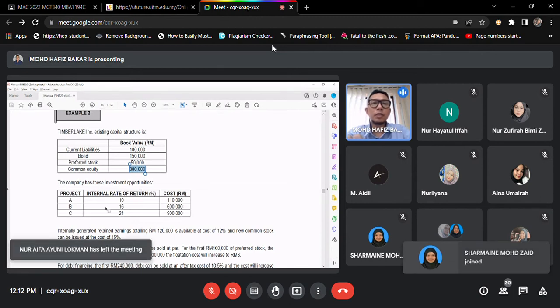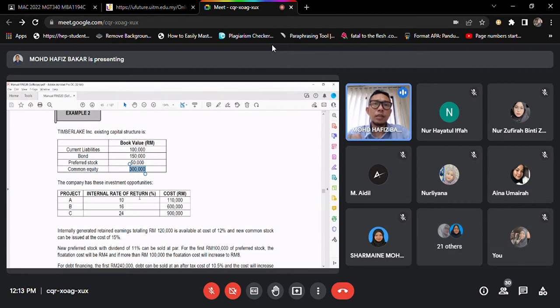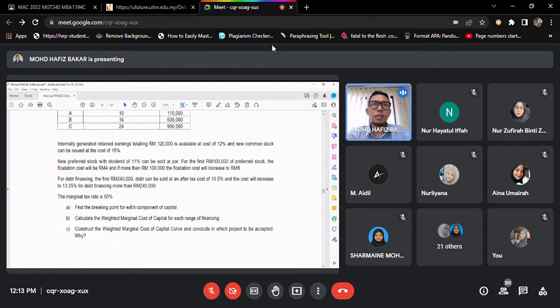Step number 7, you need to rearrange this, which is in descending order, kan, rearranged from the highest to the lowest. The highest is Project C, second highest Project B, and the lowest is Project A. So you need to arrange at step number 7, nanti kita akan buat. Then you need to calculate the accumulated cost. Okay, so beside this, they also provide you the information.